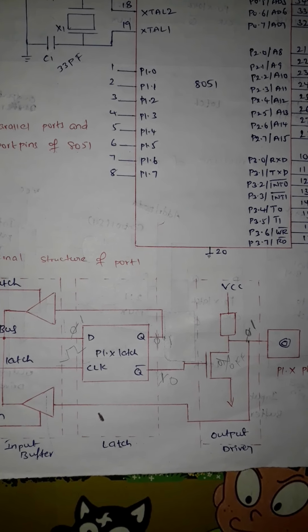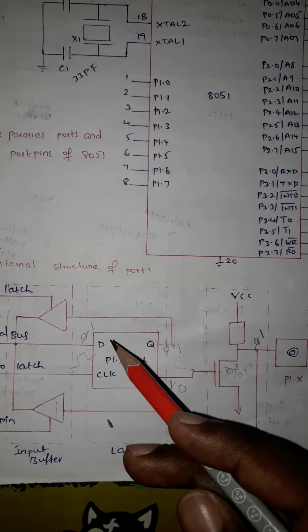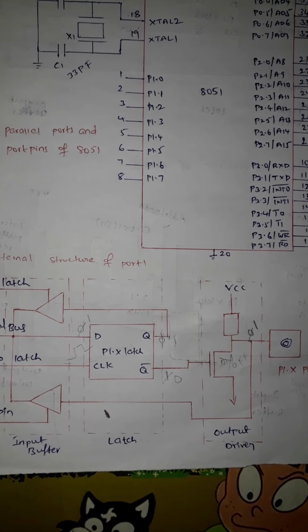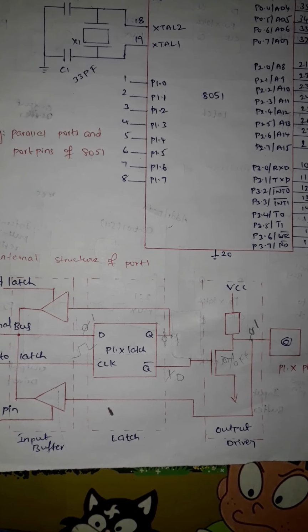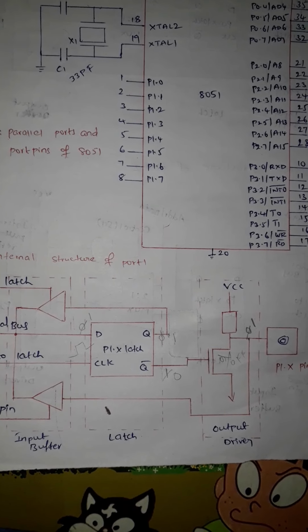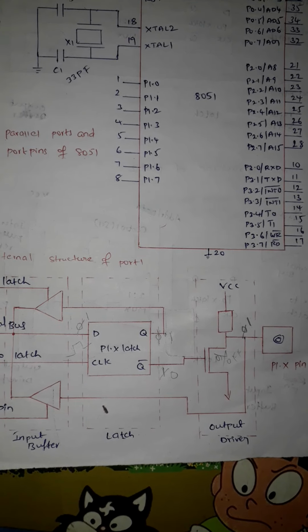Before reading the value, you need to apply the value 1 to the port pin. So this is how the port acts as an input port or output port. While it acts as an output port, you can write a value 0 or 1. While it acts as an input port, you can read the value 0 or 1.